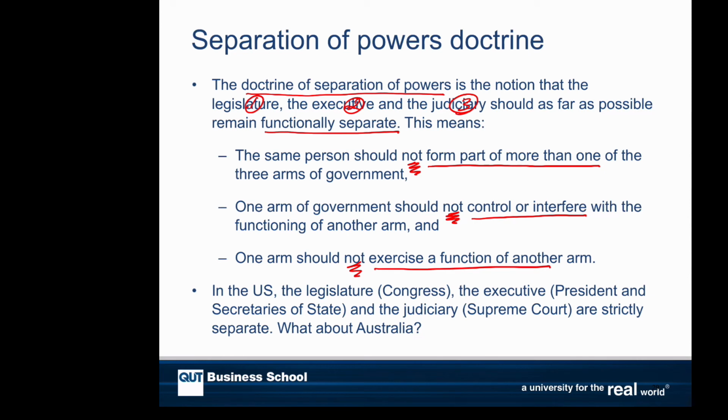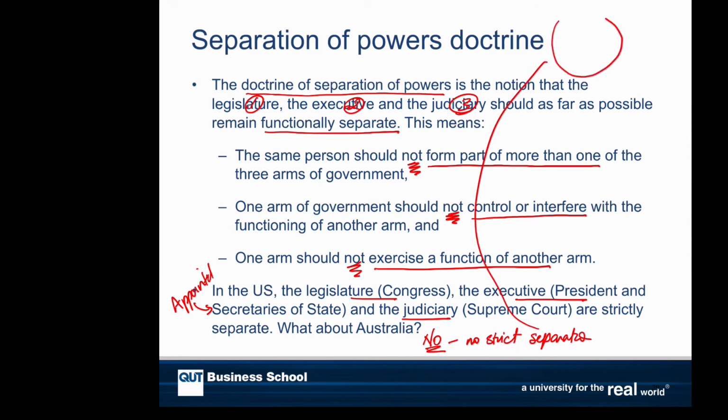So we see that most strictly in the US, where the legislature, Congress, is separate from the executive, who is cabinet and the secretaries of state, and they're separate from the judiciary, the Supreme Court. However, in Australia, we do not have a strict separation of powers. In fact, our executive is a subset of our parliament or our legislature. We do have a strict separation of our judiciary.